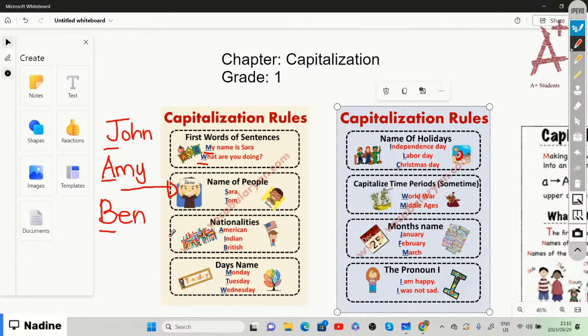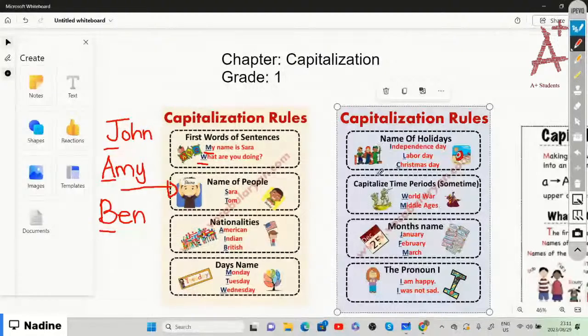And later on in this chapter and our lessons, we're also going to find out more rules on what we need to capitalize. So your nationality: if you're American, if you're Indian, if you're Canadian, if you're South African, you need to write that first letter with a capital letter. Days, the names of the days. So days of the week, the M for Monday needs to be capitalized.